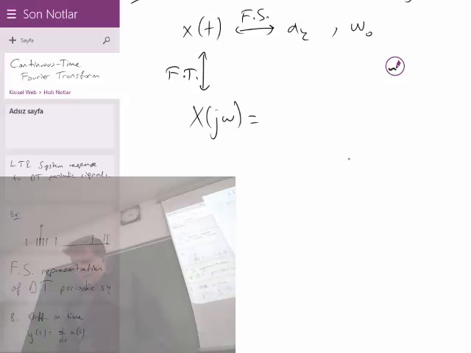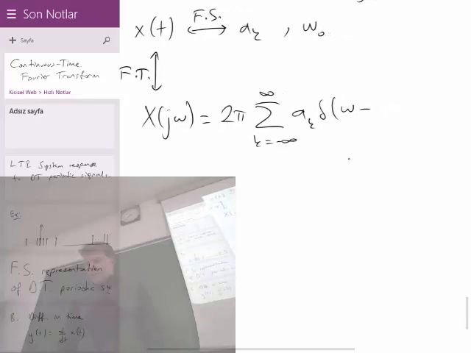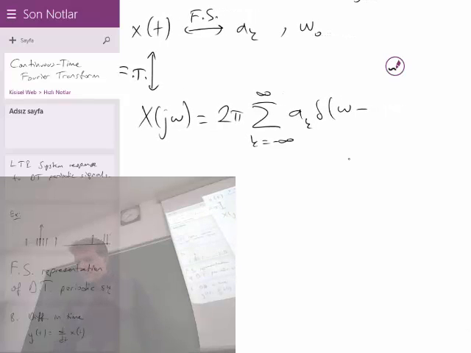It's an infinite summation of 2 pi scaled impulses, because a_k can be from k equal to minus infinity to plus infinity. For all a_k, an impulse is inserted at the proper frequency of that a_k. What's the frequency of that a_k? k times omega 0. That is the frequency. So we insert an impulse at the corresponding frequency, which is k times omega 0.